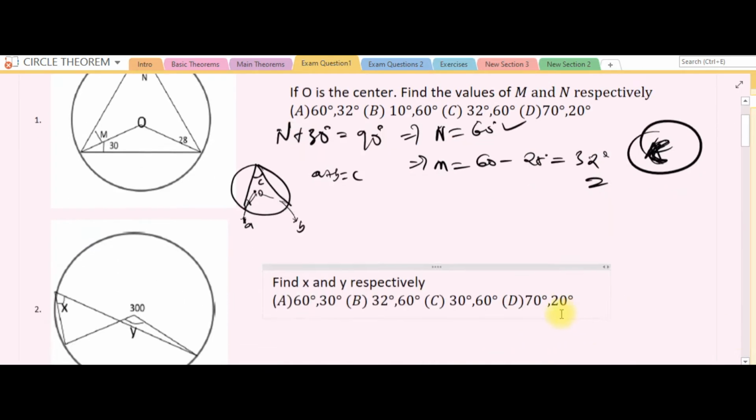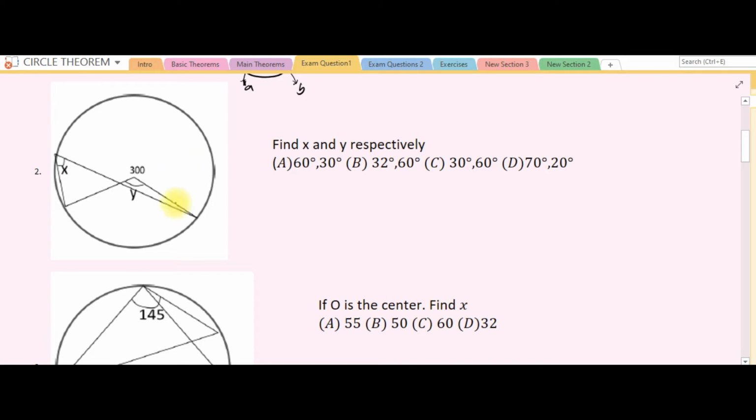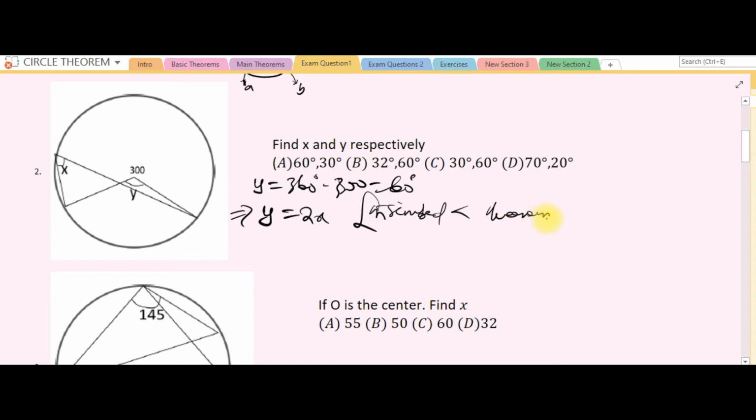The next question, we are asked to find X and Y, given the diagram with this 300 degrees. From here, Y must be 360 minus 300, angle at a point, so Y is 60. For X, using the inscribed angle theorem, this is the central angle. Angle at the center must be two times the angle at any other part of the circumference, the inscribed angle. So Y must be 2X, therefore X is Y over 2, which is 60 over 2, 30. So the answer is 30, 60, the same C.